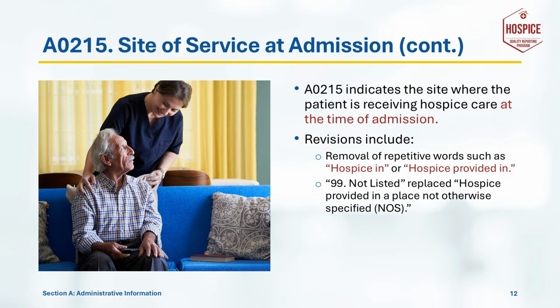So just to be clear about what was revised from the original item, A0215 indicates the site where the patient is receiving hospice care at the time of admission. Revisions include removing repetitive words to simplify the item, such as hospice in or hospice provided in. And 99 not listed replaced the phrase hospice provided in a place not otherwise specified, or NOS. The number was also changed due to these adjustments.